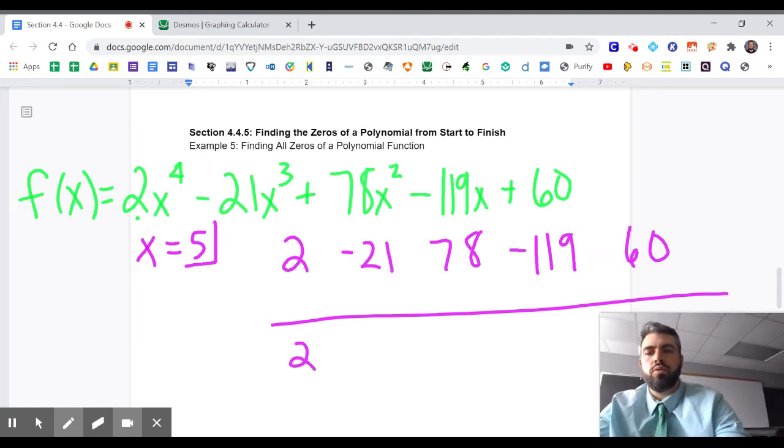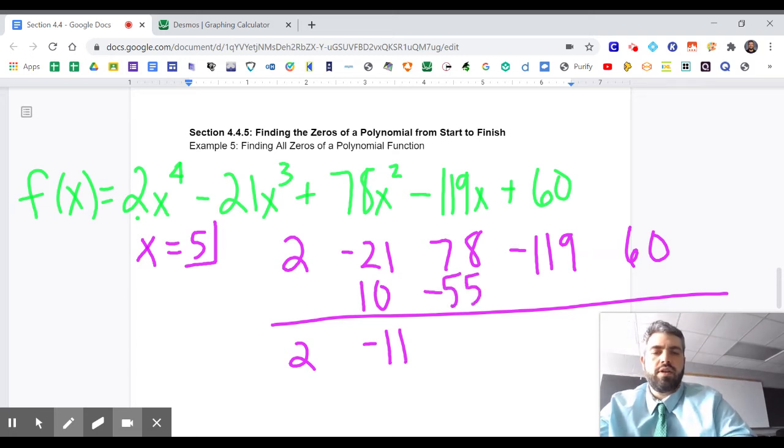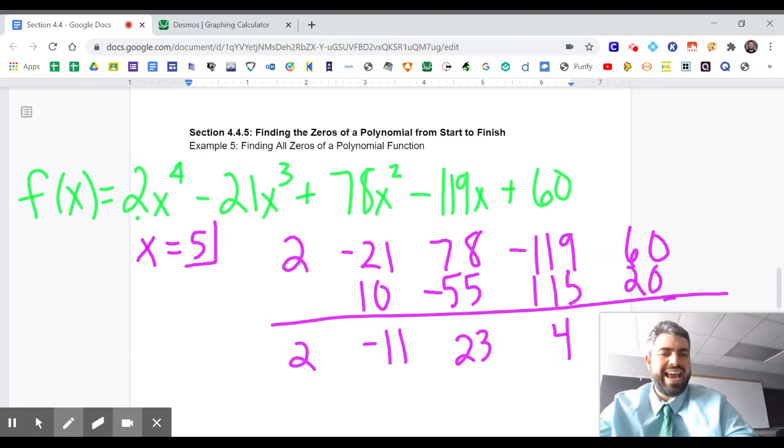So we drop down the 2. 5 times 2 is 10. We get negative 11 times 5 is negative 55. Okay, we add down, that's going to be 23. Multiplied by 5 is going to be 115. Okay, add down, we get 4. 5 times 4 is 20, and so we add down, I get 80. So that doesn't work, right?